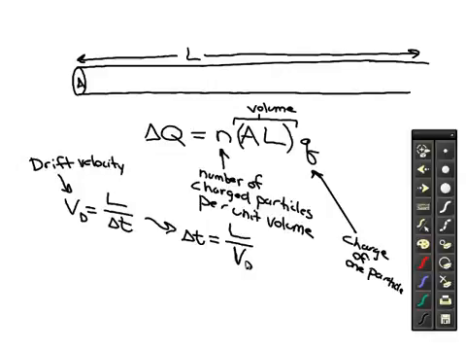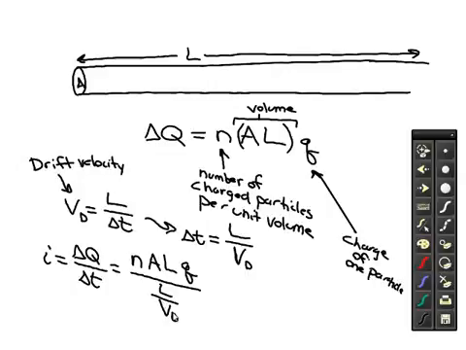Okay, and now you can kind of see what I'm up to. Because if current is how much charge moves per unit time, I can say NALQ, that's my delta Q, divided by L over V sub D, drift velocity. Wow! Current is equal to NAQ V sub D. So now we've got current written in terms of drift velocity. If we think of current as how much charge flows through every second, we can rewrite it in terms of the particles in the wire and their actual velocity, this tiny velocity V sub D.